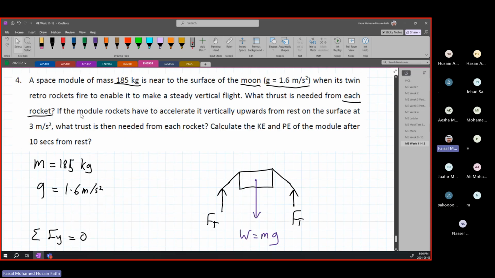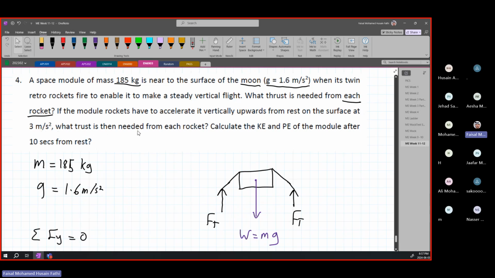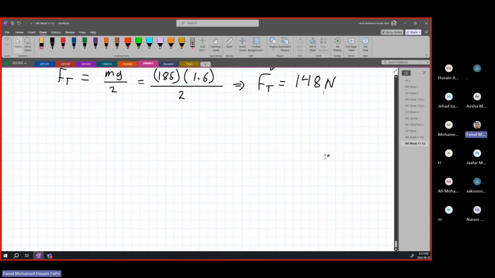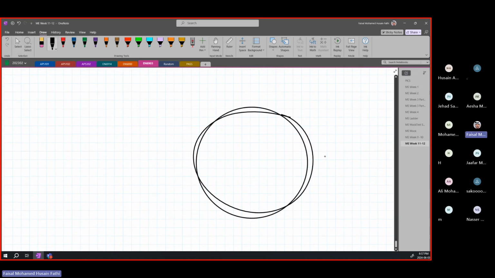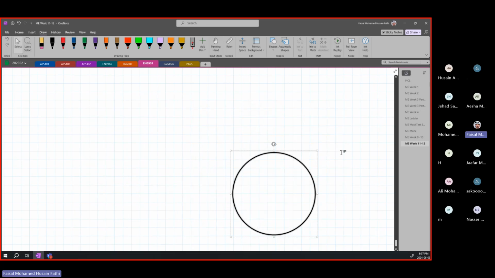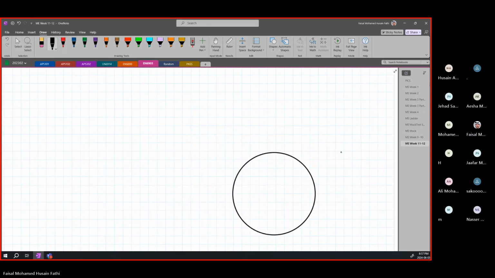Now, they say if the model rocket has to accelerate vertically upwards from rest on the surface, at an acceleration of 3 meters per second squared, what thrust is needed for each rocket? So in this case, let's say this is the moon, a very small moon. And let's say this is our rocket, with its thrusters, and it's at rest.